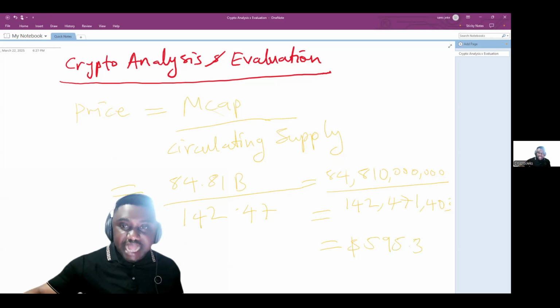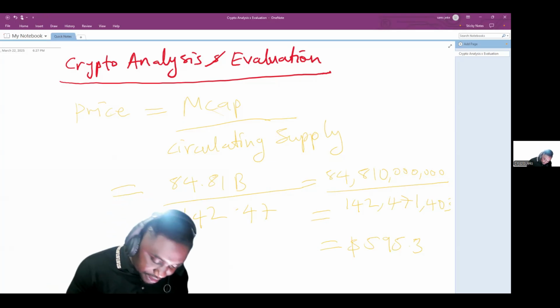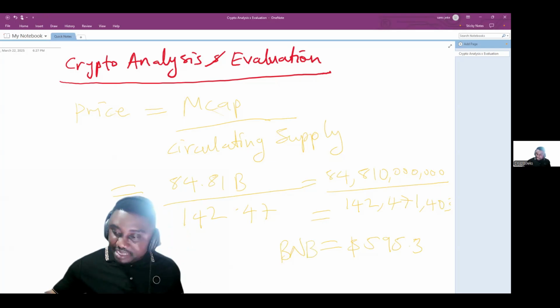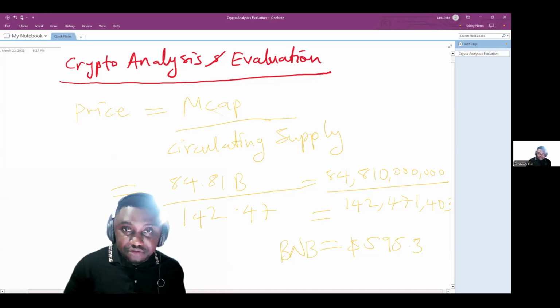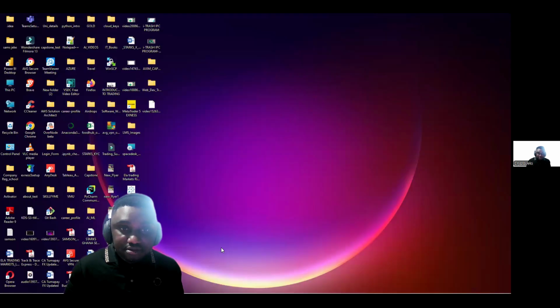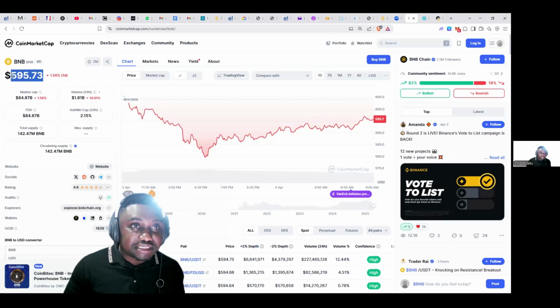So this is how they arrived at the current price of BNB, by dividing the market capitalization by the what? The value of the circulating supply. Okay, so if you go back and check now on the website, you can see the price of BNB is sitting at what? 595,000.78. So this is how they arrived at the price.